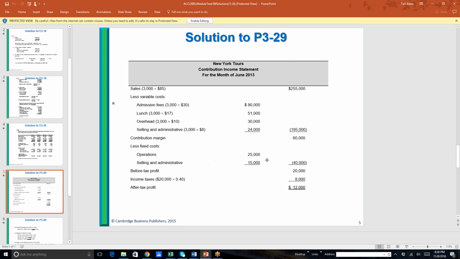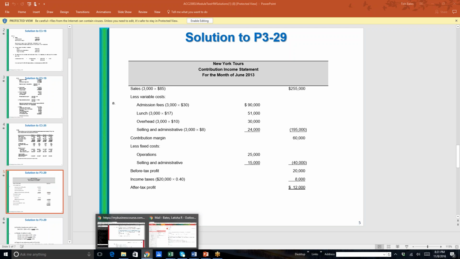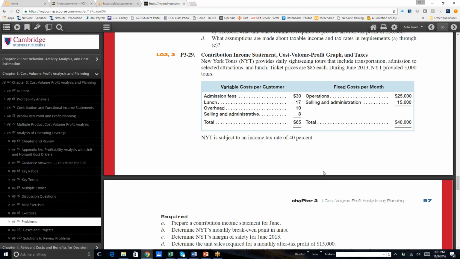Right. Your fixed costs are fixed, so you had operations and selling and administrative that total up, so your before tax profit then is only $20,000. Your income taxes in this problem were 40%, okay, so you multiply that 20,000 by the 40%, get $8,000. And how did we know it was 40%? Oh, because it says it at the bottom. Duh. Okay. It said it right there.